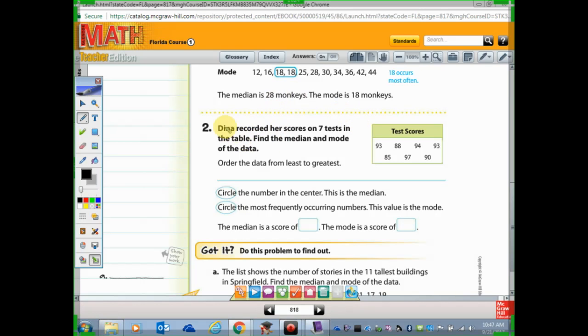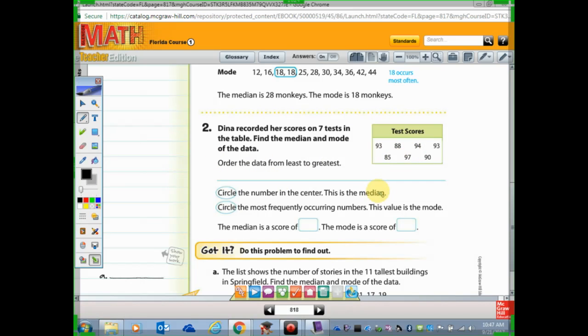Alright, on example number 2, it says Dina recorded her scores on 7 tests, so we know that we're going to have 7 different scores over here. In the table, find the median and the mode. Alright, the first thing we got to do is order them from least to greatest. It gives us a line to do that.